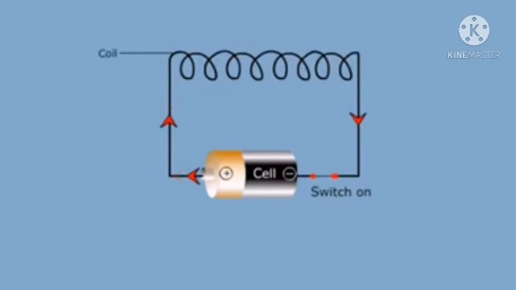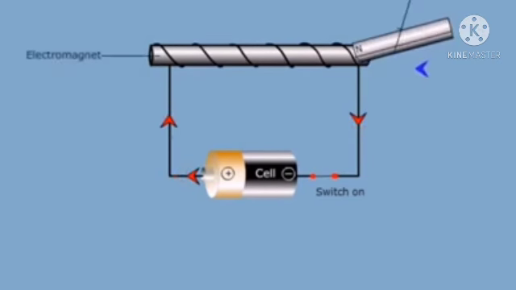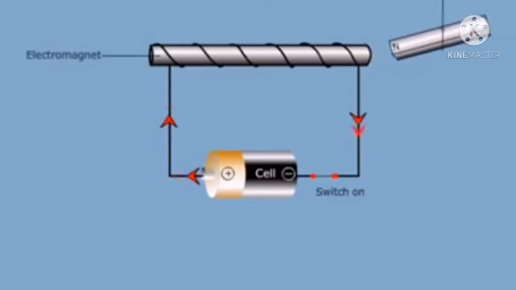Consider a current carrying wire or a coil. If a permanent magnet is brought near it, one end of the coil gets attracted and the other gets repelled. This shows that if a piece of soft iron is kept inside this current carrying coil, the iron piece is attracted. Such magnets are called electromagnets.